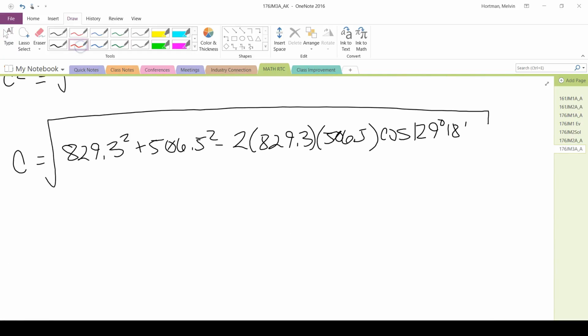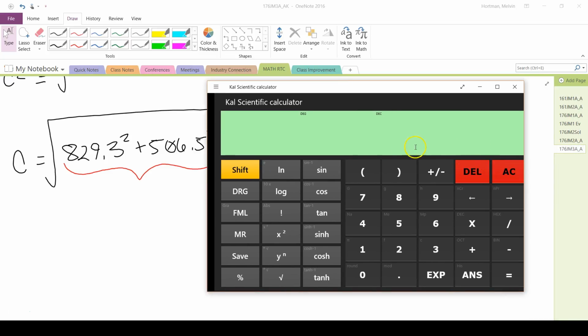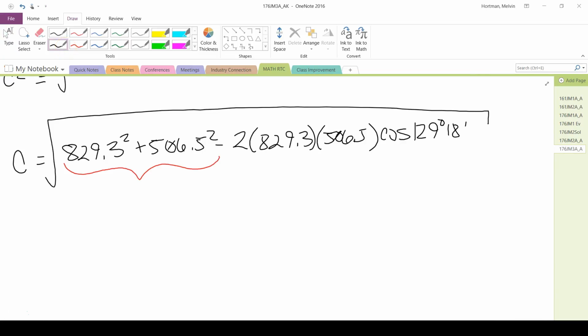So first let's do this part. I'll bring out my calculator. 829.3 squared plus 506.5 squared equals 944,280.74. And then let's do this side.